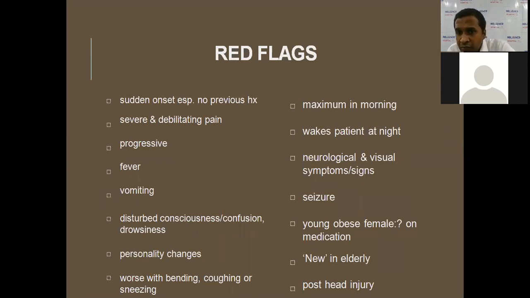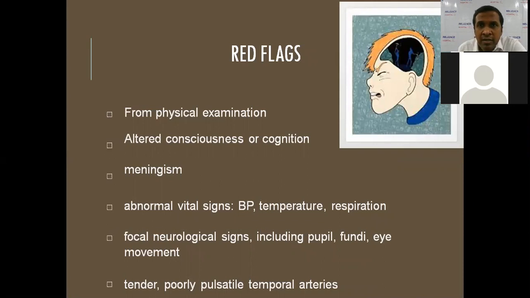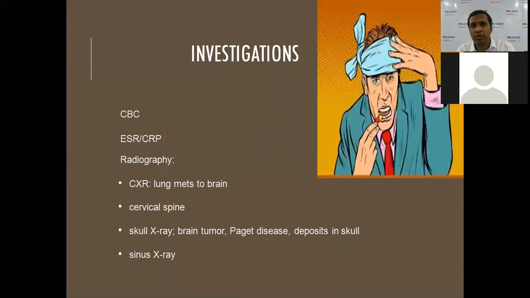Is the patient a young obese female on medications like, for example, tetracyclines, steroids, anti-acne medications and hormonal pills? All these can predispose a person to headaches, especially BIH, benign intracranial hypertension. Any new onset headache in the elderly needs to be evaluated, and after a head injury, you need to evaluate it. As I said, the red flags are based on physical examination. Look for alteration in consciousness and cognition, look for signs of meningitis, look for vital signs like high BP, temperature and respiration, and focal neurological signs like pupils, fundus and eye movements. And then look for tenderness of the temporal arteries. That's very important.